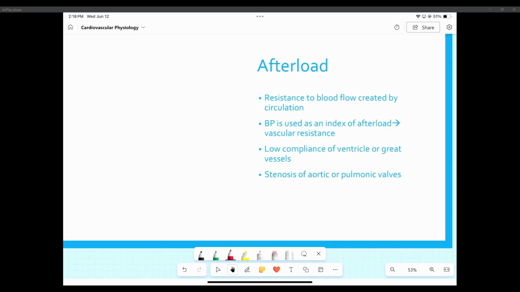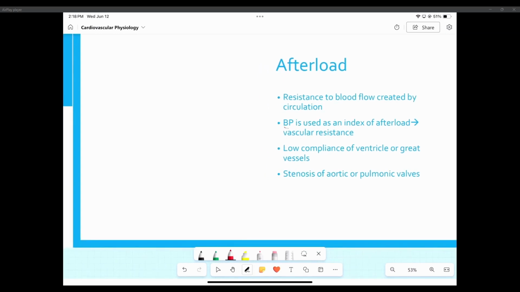Afterload. Like we said, BP is used as the index of afterload. The higher the blood pressure, the higher the afterload. It's the resistance to blood flow by the circulation. You will see this written differently. They both mean the same exact thing.